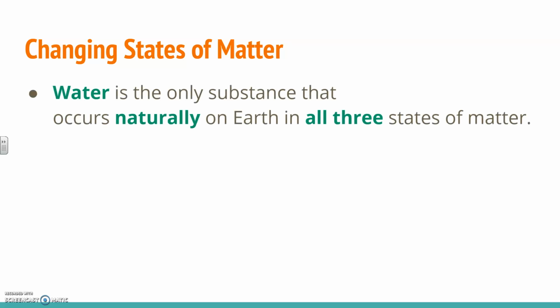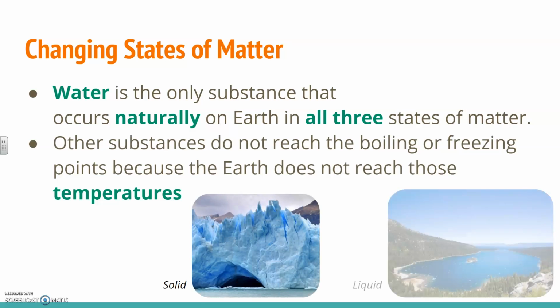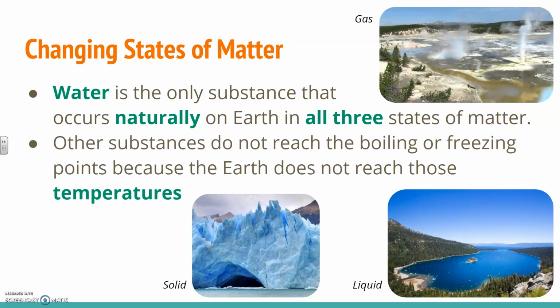So water is the only substance that occurs naturally on Earth that exists in all 3 states of matter: solid, liquid, and gas. No other substance can reach boiling point or freezing point because the Earth just doesn't reach those temperatures. Some of these metals, it requires several thousand degrees in order to melt. That's never going to happen. We're the Earth. The hottest it gets is what, maybe 120? And that's in certain areas like Florida.